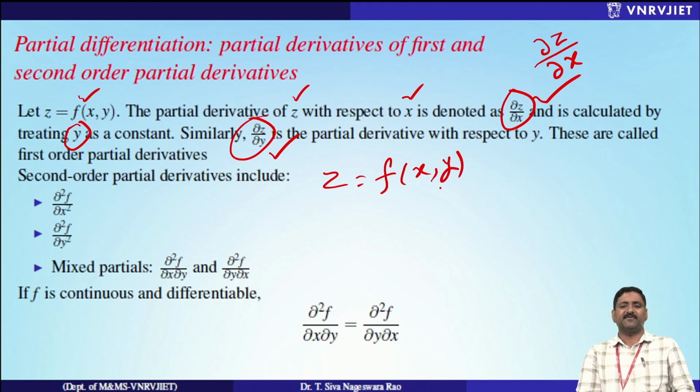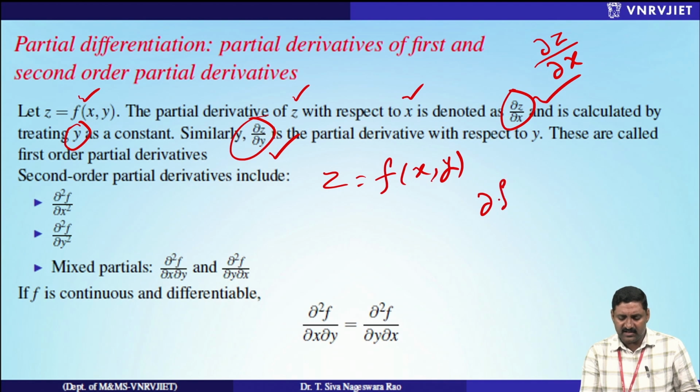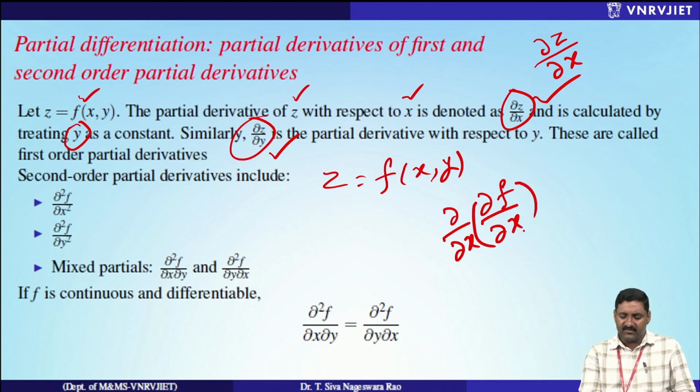Previously I wrote z in place of f. Here I am directly taking f in place of z. That is, del square f by del x square. It means first I will calculate del f by del x, and for this I will apply the partial derivative one more time. Then you will get del square f by del x square.